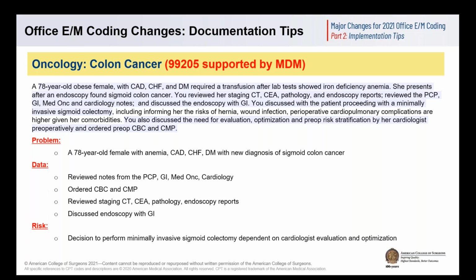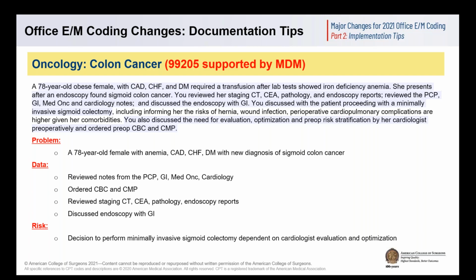Now looking at another example, and this one is more a level 5 example, again, looking at colon cancer. In this example, it's a 78-year-old obese female. She has comorbidities of coronary artery disease, congestive heart failure, and diabetes. She had iron deficiency anemia that did require a transfusion. And after endoscopy, a sigmoid colon cancer was noted.